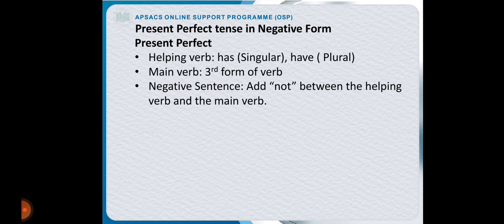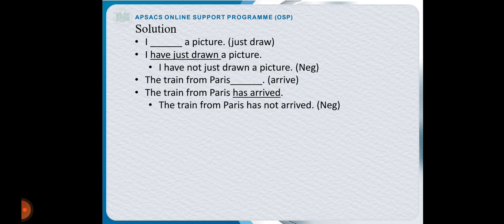Now, how do we convert the present perfect tense into its negative form? The present perfect tense uses the helping verbs has and have followed by the third form of verb. And in order to convert it into a negative sentence, we simply have to add not between the helping verb and the main verb. Examples: I dash a picture, and the main verb will be just draw. Draw will be changed into its third form, drawn. So the resulting sentence would be I have just drawn a picture, and the negative form will be I have not just drawn a picture.